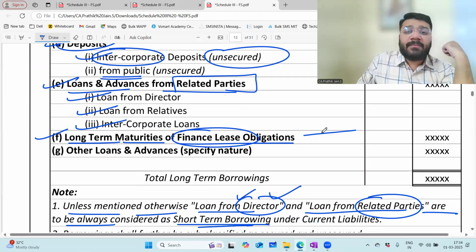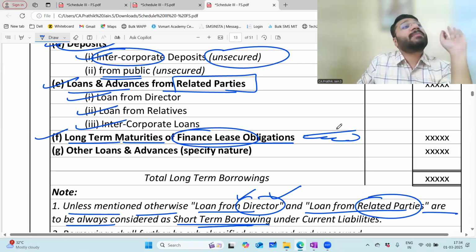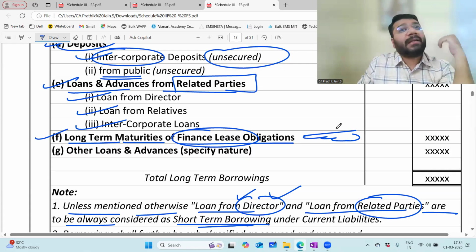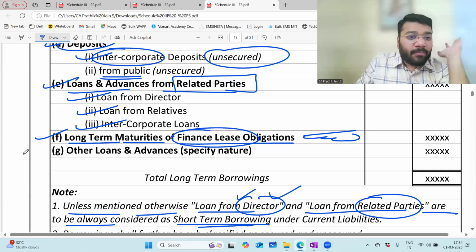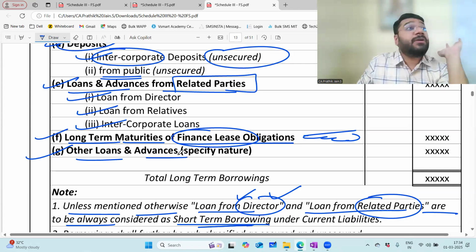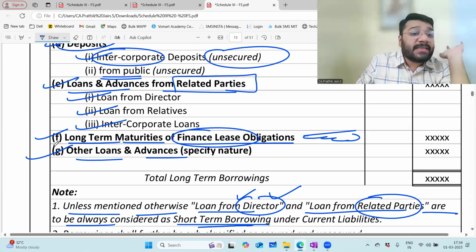if you still have some doubts about this particular segment, don't be bothered. When I do AS 19, we'll cover it again because that is an entire chapter on accounting for leases. So at that time we'll take care of it. Don't panic. Point number G, other loans and advances. If there is any other loan which does not fit into the above 6 categories, we will record it in the 7th and residual category called other loans and advances.